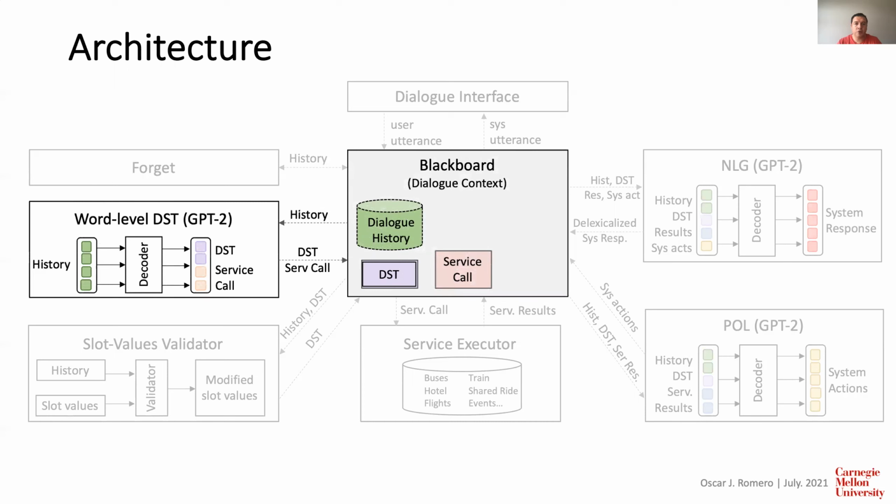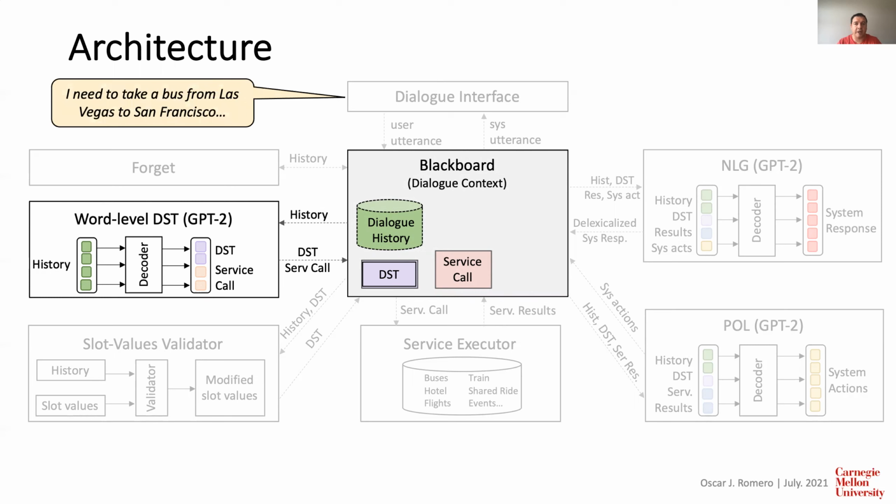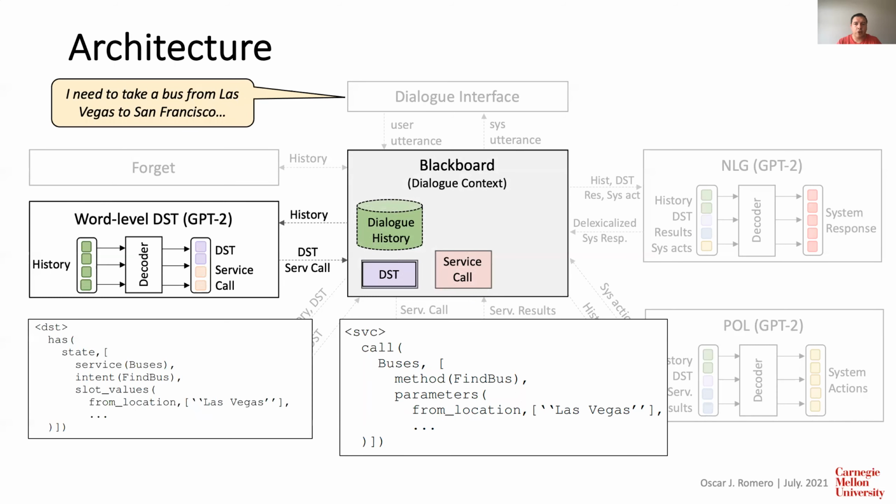Next, GPT-2 takes the dialogue history as input and generates a symbolic dialogue state and a service call as outputs. Next, generated symbols are injected into the blackboard. So, given a user utterance like this, I need to take a bus from Las Vegas to San Francisco, the system will generate a prolog-like syntax representation for both the dialogue state and the service call, as shown at the bottom side of this slide.